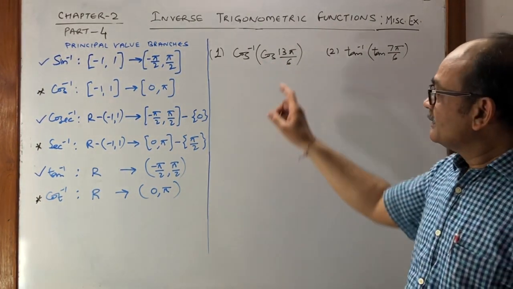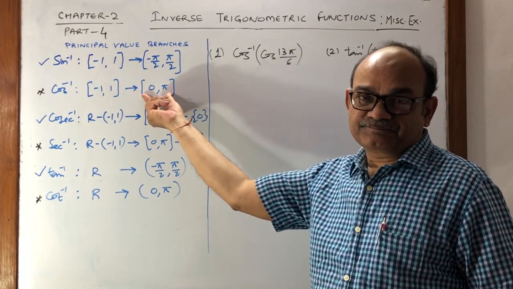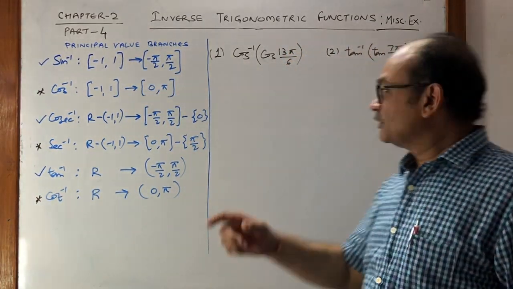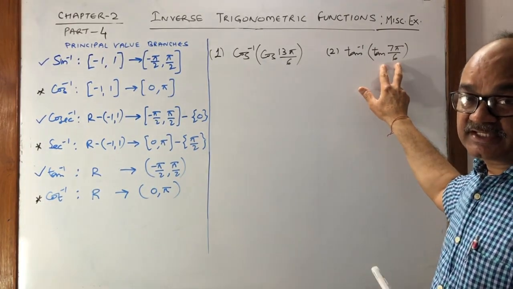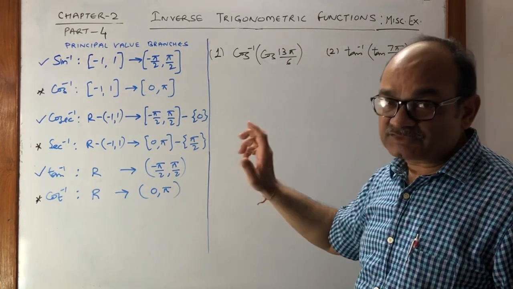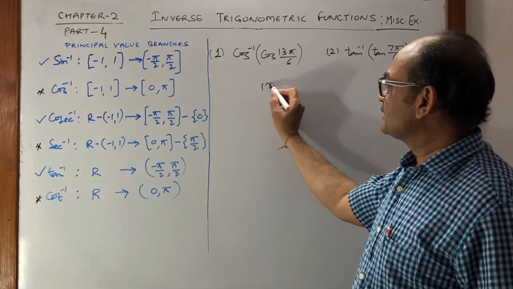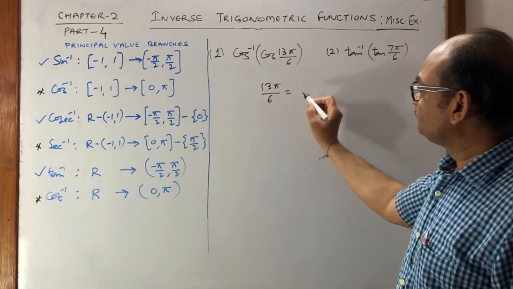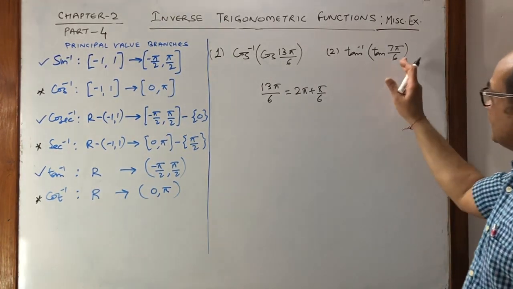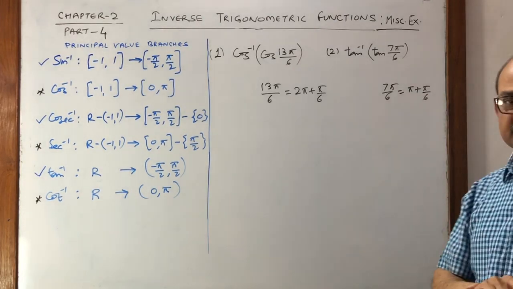Here the important point is this 13 pi by 6 is not in the range of 0 to pi. It means first we have to convert this into the principal value branch. Similarly, in question number 2, it is 7 pi by 6, that is more than pi, not in the range of minus pi by 2 to pi by 2. That's why first we have to convert it into the particular principal value branch. So this 13 pi by 6 we can write as 2 pi plus pi by 6. Correct? Similarly, in this question, this 7 pi by 6 we can write as pi plus pi by 6.